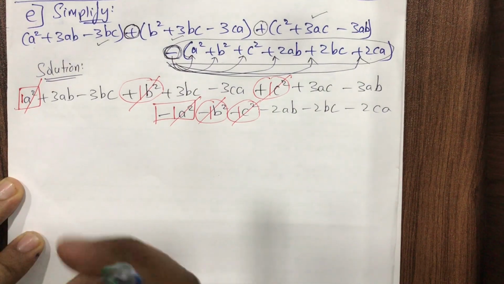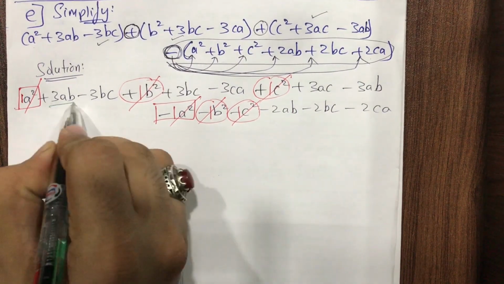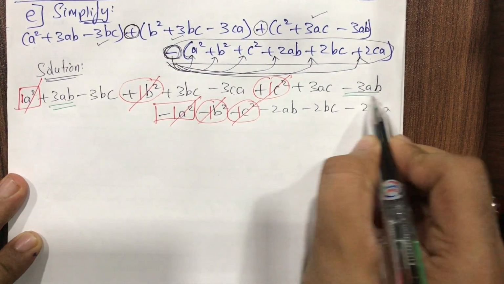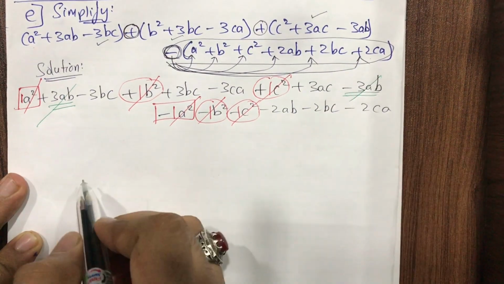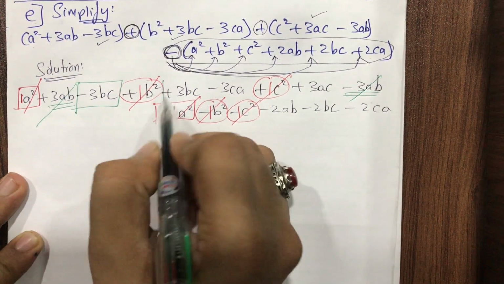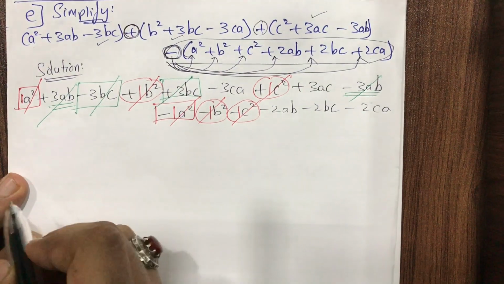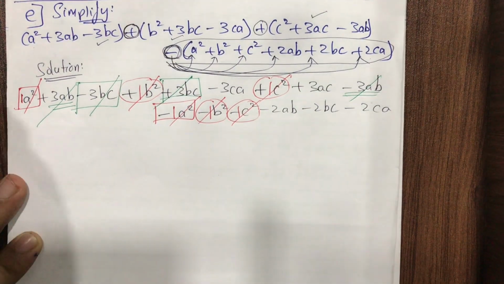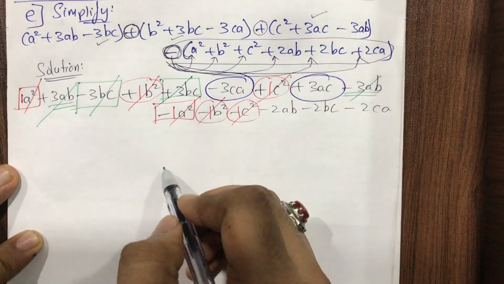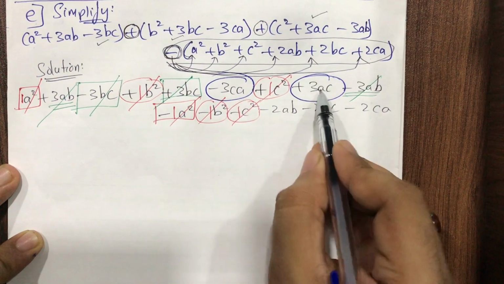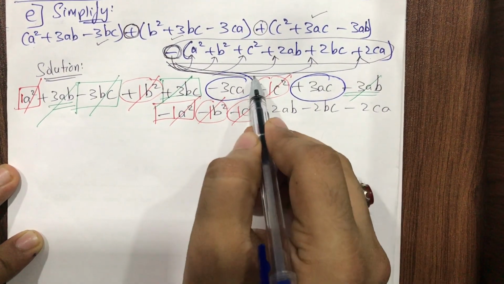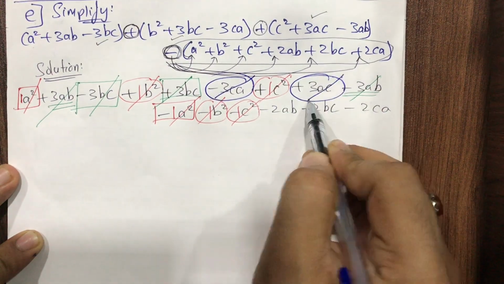Now with the green color, it's plus 3ab, and then it's minus 3ab here, cancels. Now it is minus 3bc and plus 3bc, cancels. Now let's take blue color. Now it's minus 3ca and plus 3ac. It's the same. Either we say ca or we say ac, it's one and the same because it's just multiplied. So minus 3ac and plus 3ac cancels.